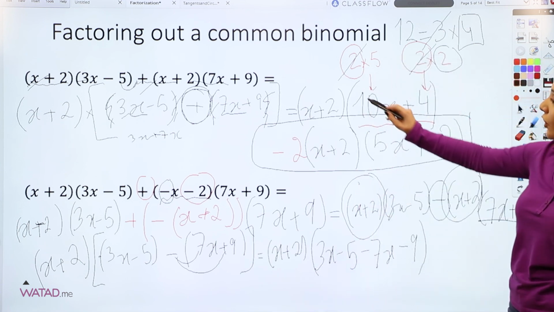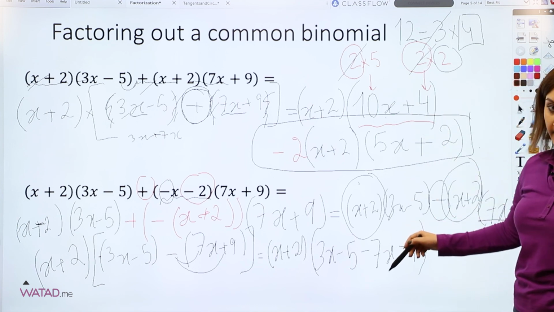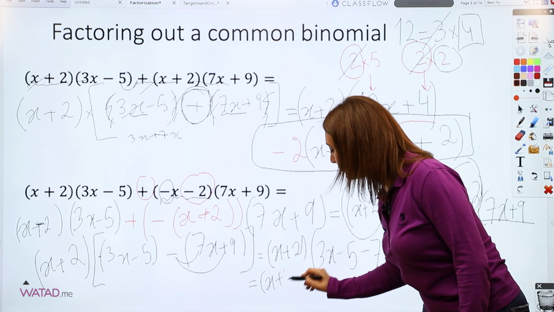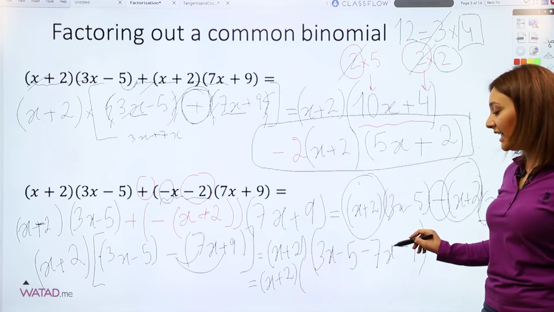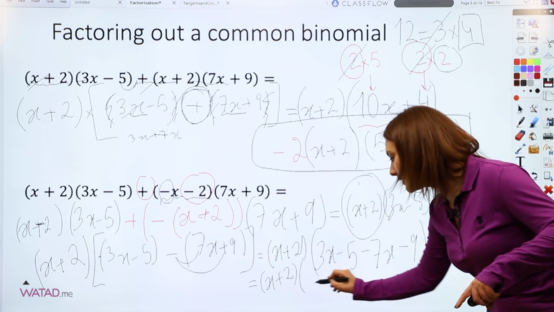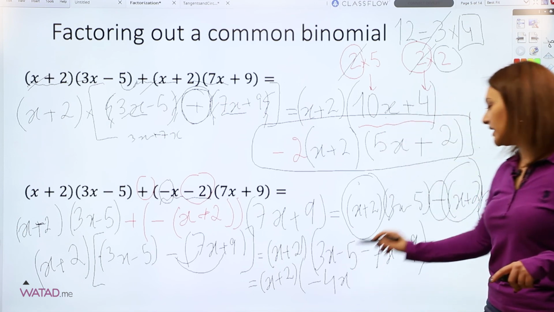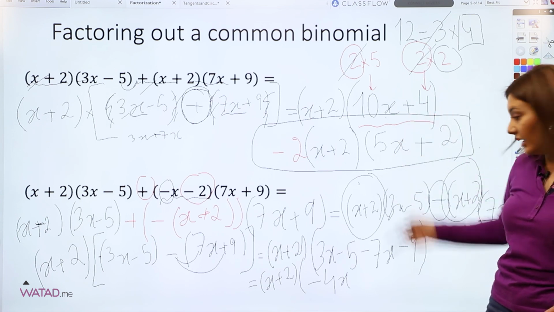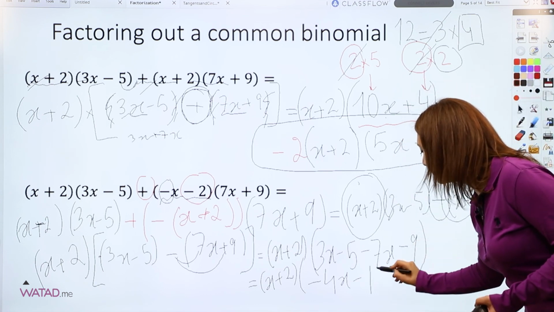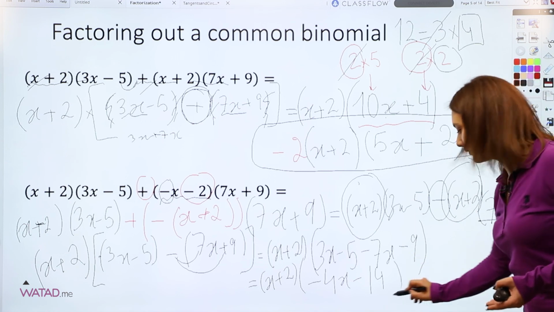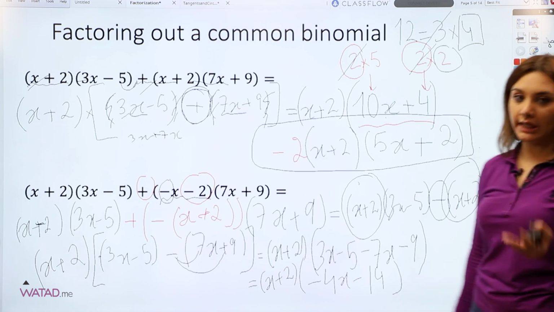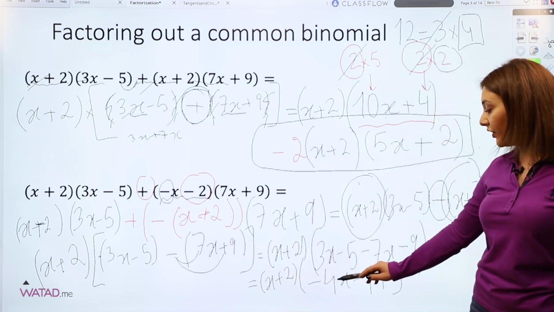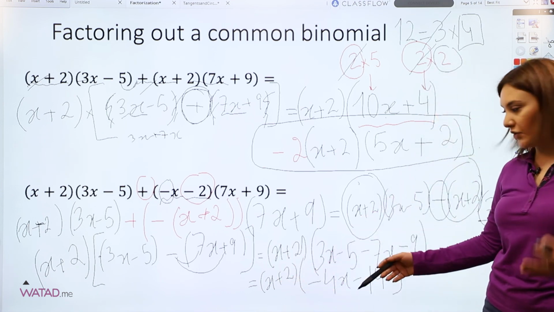Okay? So this is so much different than this answer here. So x plus 2 into 3x minus 7x, this is negative 4x. Minus 5, minus 9, now I have a totally different answer. Now I have negative 14. Okay? If you would like, you can take out the negative 2 outside, and you are left with 2x plus 7 in here, as you want.